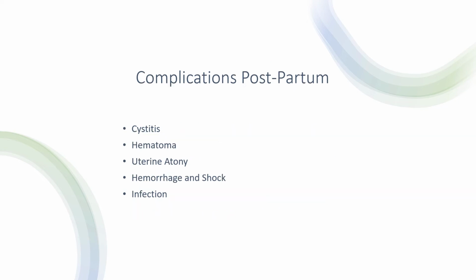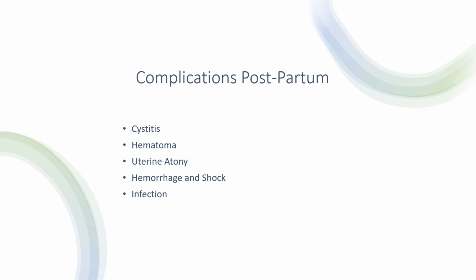So, some complications. Cystitis: again, we talked about that bladder having some trauma. They just need to drink plenty of fluids. A hematoma: they're going to be hurting in the vaginal area. So you want to tell them they can apply ice to that area to help reduce the swelling.